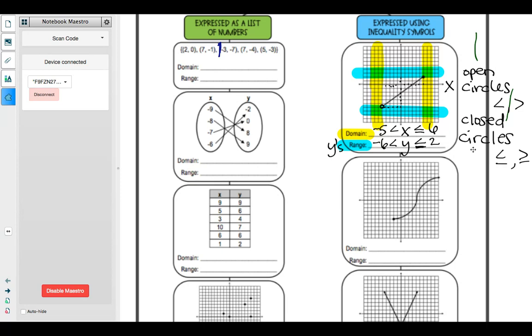So let's do another example. We're going to do domain first. Again, I'm going to do it in yellow. So I'm going to go from the farthest left point on the graph, creating that boundary. And then, it's hard to see, but right there, I actually hit an arrow.